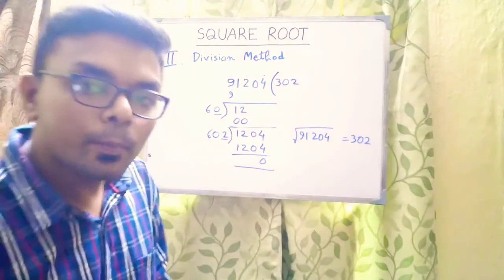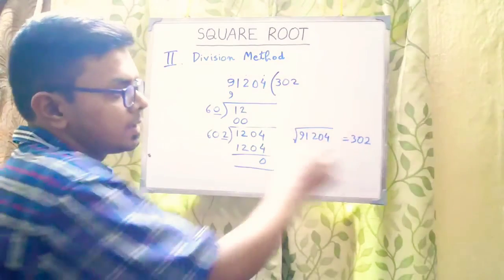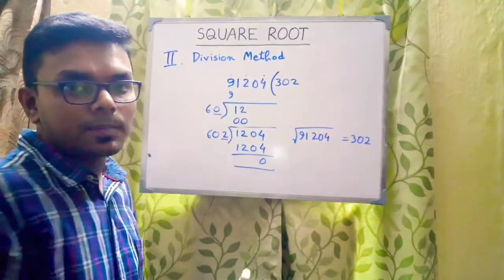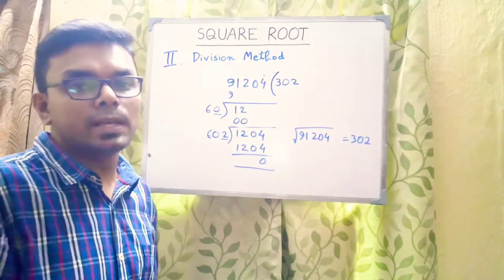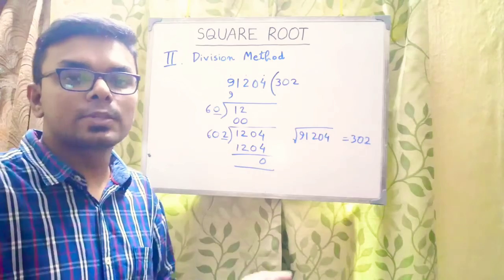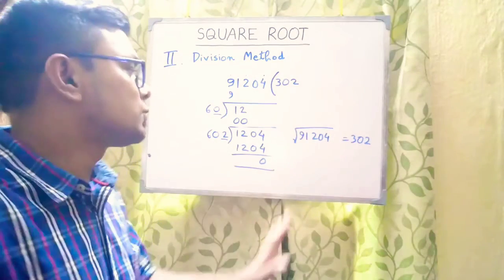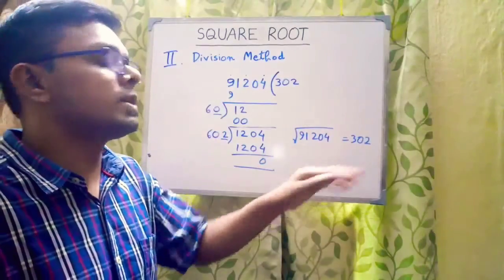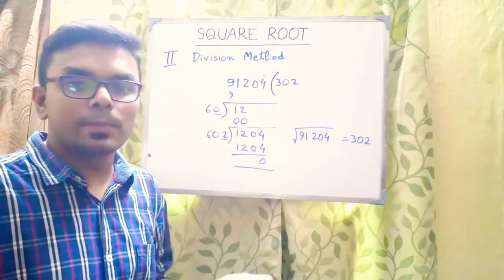Okay, one point must be kept in mind: whenever we find square root of a positive integer, the answer which comes should have both the signs, plus and minus. But I'm not talking about the negative sign now, because that is beyond the scope of this tutorial. Maybe in some other tutorial I'll discuss that. So I'm writing only the positive part. So square root of 91,204 equals 302. So this is actually the process.